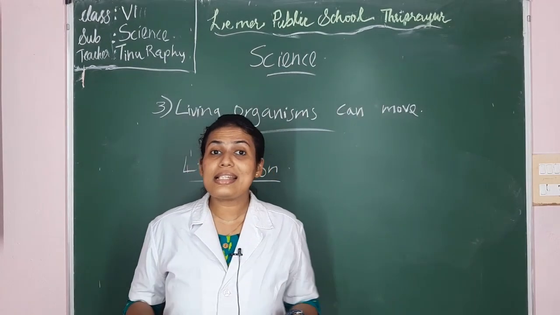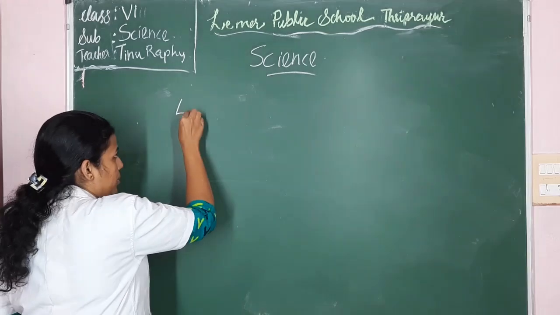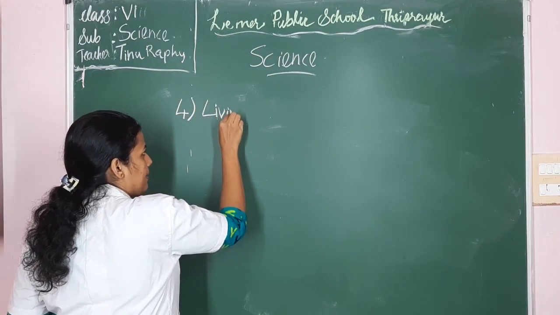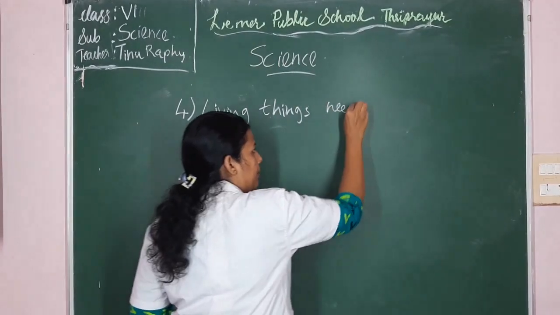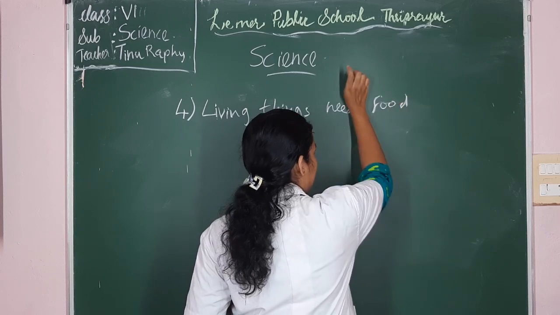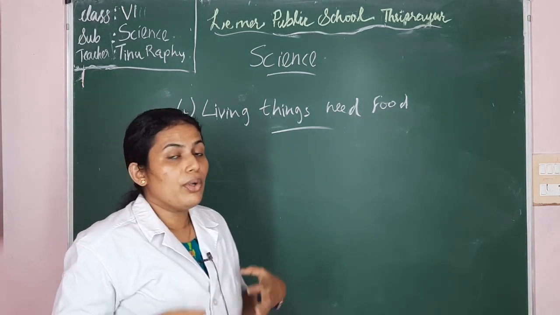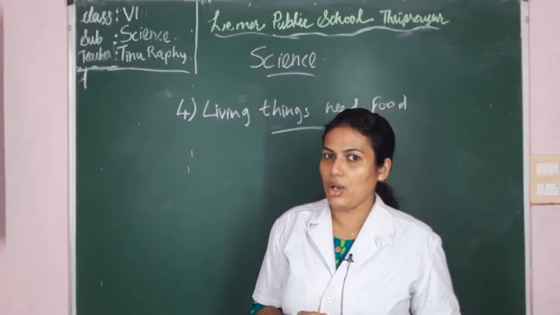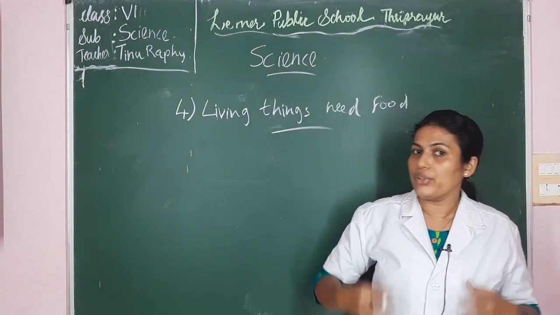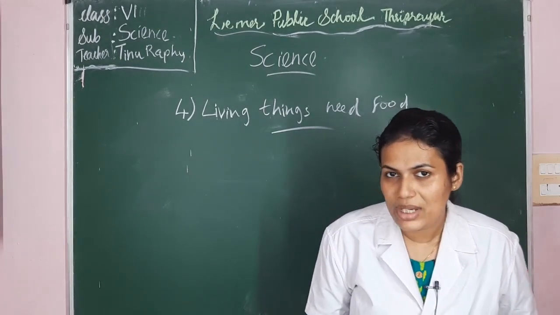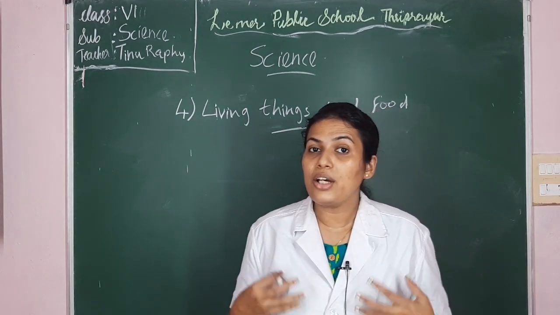That is, living things need food. The fourth feature is, living things need food. So we know the growth of the body parts is a feature shown by the living organism, isn't it? So in order to grow, the living organisms need food. Now, can we live without food? No, isn't it? We cannot live without food. So likewise, all living organisms need food for their growth and development.